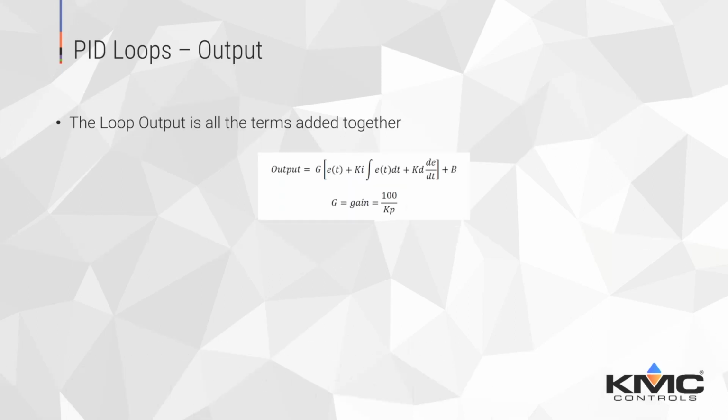So at the end of the calculation, after we know each of our individual terms, we have a proportional term, an integral term, a derivative term, and a bias term. We're going to sum all that together, and that becomes the output of the loop. I will mention that in KMC products, the loops are smart enough to know that if I have 50% proportional and my integral maybe calculates to greater than 50, we're automatically limiting that integral term to prevent any windup that might be happening in that loop.